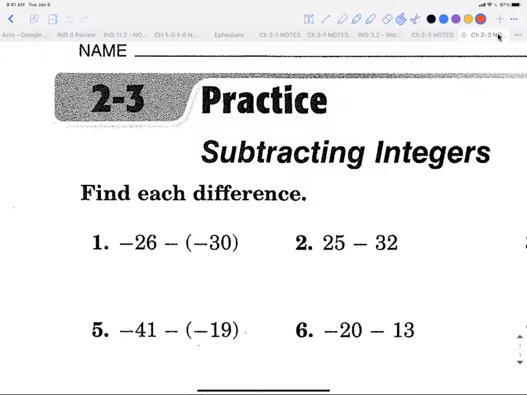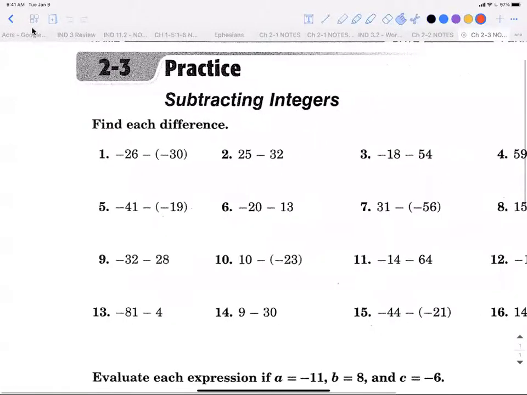All right, chapter 2-3. So today we are subtracting integers, and we're going to use a lot of the concepts that we talked about yesterday in adding integers because it's very similar. First, we talked about yesterday the rules of solving integers, and they're the same for subtracting integers. So as long as you have them in your notes from yesterday, we're good.